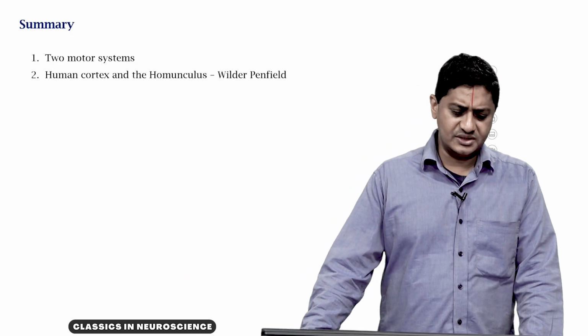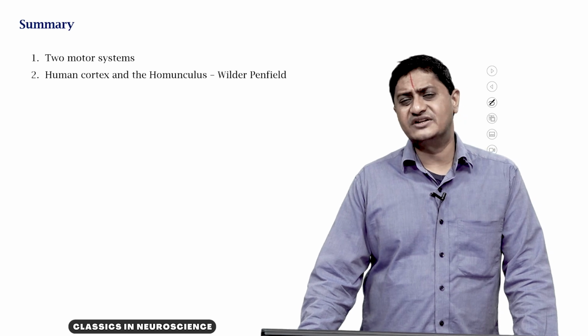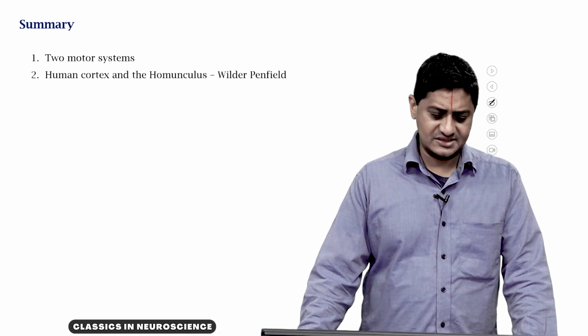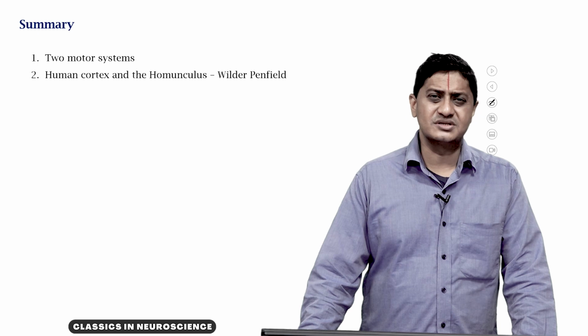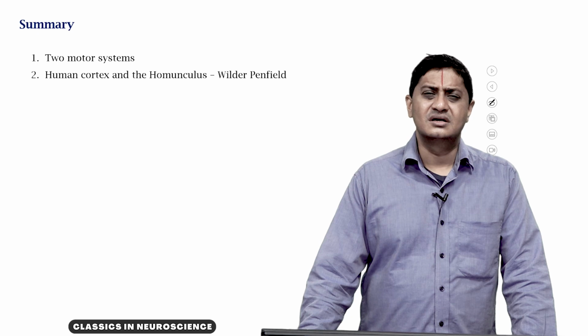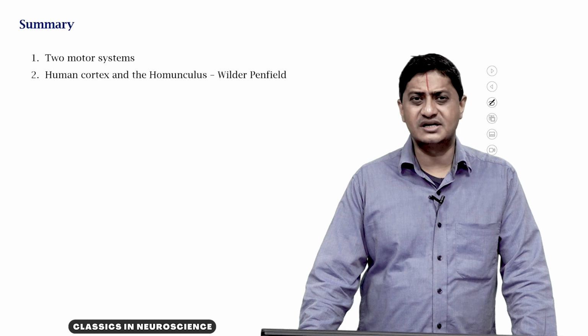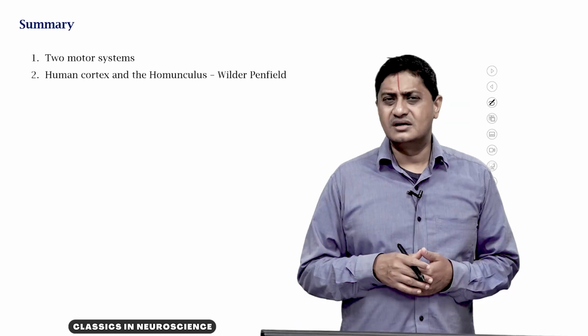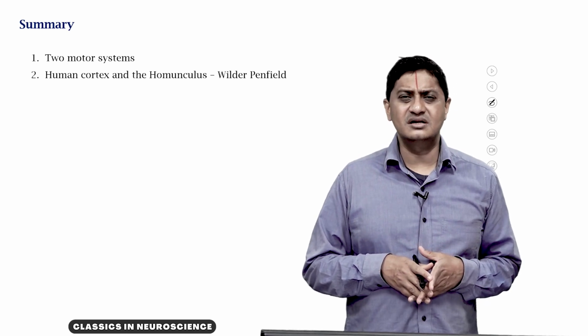With this, we come to the end of this video. In this video, we looked at two motor systems, specifically the pyramidal and the extrapyramidal systems, and we also looked at the human cortex and the homunculus, the motor homunculus and the somatosensory homunculus, the little man within the motor cortex and the little man within the somatosensory cortex, and how Wilder Penfield performed these studies in the motor cortex and identified the homunculus within them. Also, how Wilder Penfield inspired other neuroscientists like Herbert Jasper and Brenda Milner.